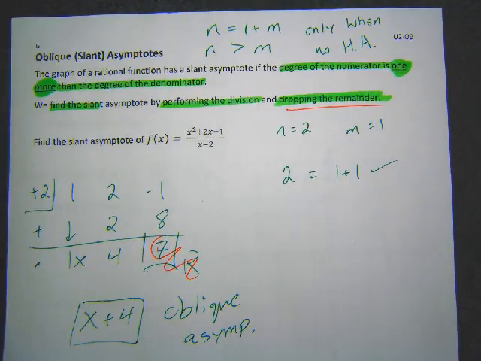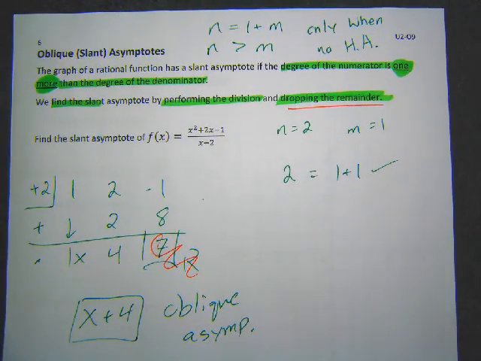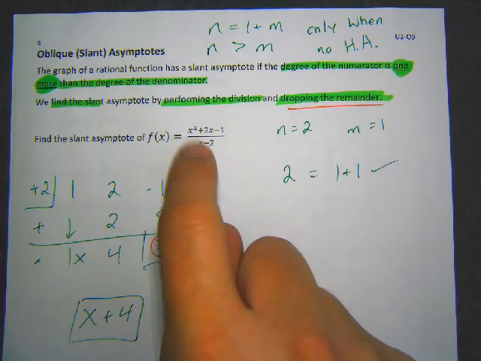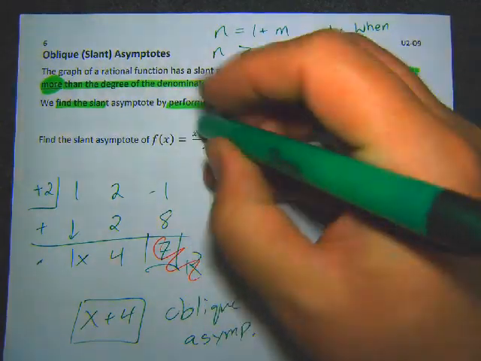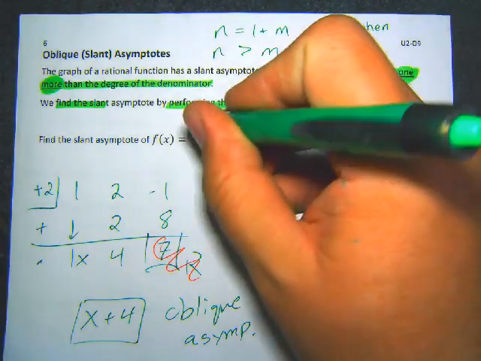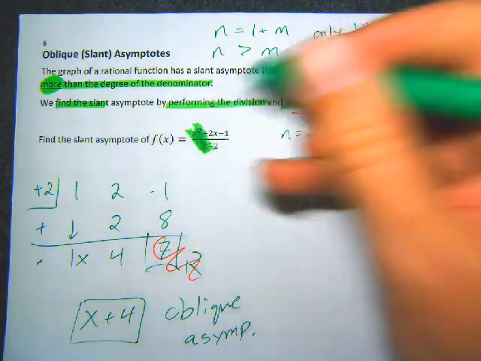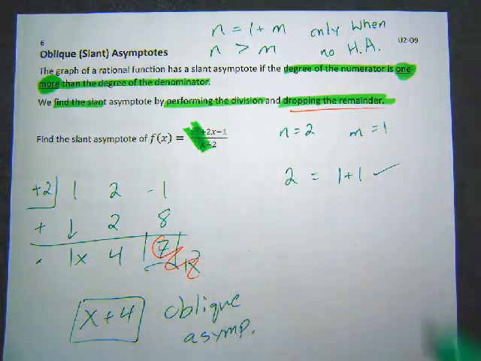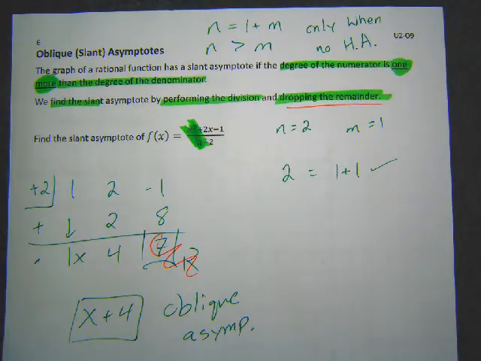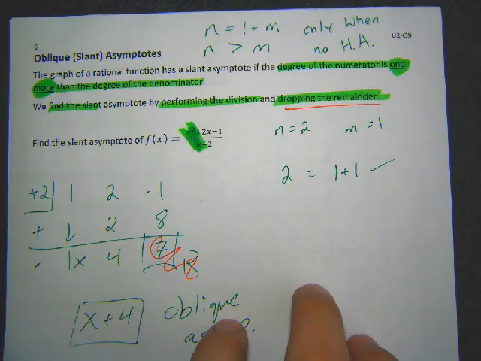So oblique or slant asymptote, you just do the division and drop the remainder, and then you've got it. But this is only in cases where the top is 1 bigger than the bottom. So you're always looking at the degrees of the top and the bottom, just like the horizontal asymptote, and the top has to be exactly 1 more than the bottom. Otherwise, this doesn't work.